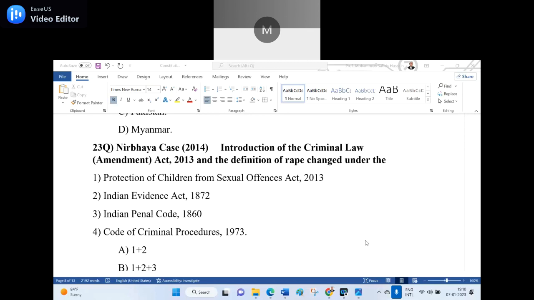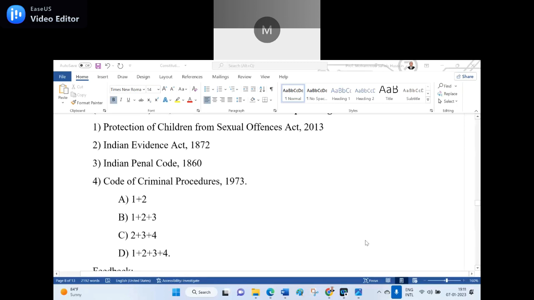23rd question. Nirbhaya case 2014. Introduction of the Criminal Law Amendment Act 2013 and the definition of rape changed under number 1, Protection of Children from Sexual Offences Act 2013; 2, Indian Evidence Act 1872; 3, Indian Penal Code 1860; 4, Code of Criminal Procedure 1973. Options: A. 1 plus 2. B. 1 plus 2 plus 3. C. 2 plus 3 plus 4. D. 1 plus 2 plus 3 plus 4. Choose the right option.